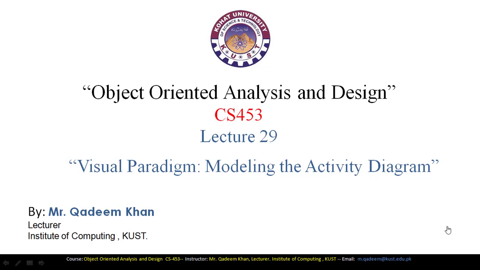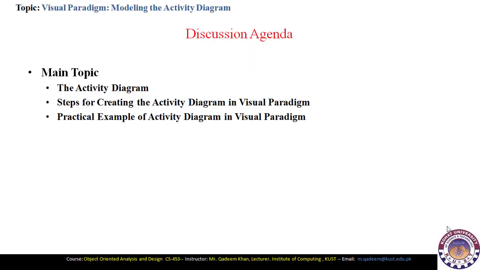Dear students, an activity diagram contains different sorts of activities which represent different functions in our software products. So the activity diagram is very useful to represent the requirements of the customers. In this lecture we are going to discuss the activity diagram. Then we will discuss the steps for creating the activity diagram in Visual Paradigm. And at the end we have a practical example of an activity diagram in Visual Paradigm. This is our discussion agenda.